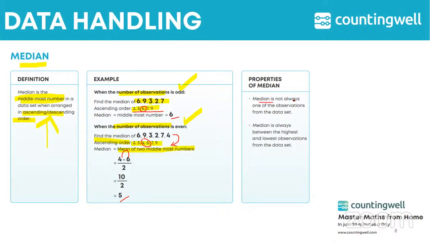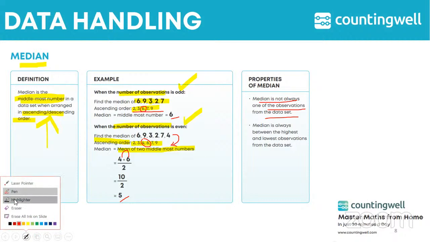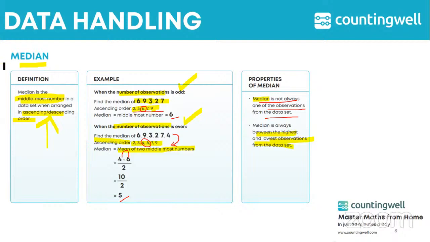That's why we have one property of median here, that it is not always one of the observations from the data set, unlike mode. So for mean as well, it is not always one of the observations from the data set, and same for median. Also, median lies between the highest and the lowest observations from the data set. Here you can see the highest observation is 9, whereas the lowest observation is 2, and 5 lies between 2 and 9.